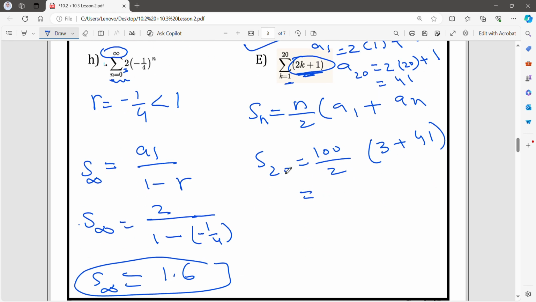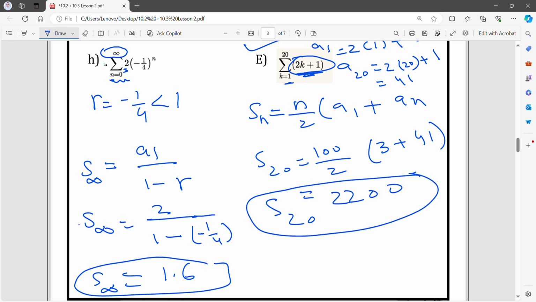It's 20 over 2 times (3 plus 41). Okay, 20 over 2 times (3 plus 41), it's 2200. And this is my sum. Okay. In arithmetic, no need to check finite or infinite, but in geometric, you have to check whether it's a finite or infinite geometric sequence.